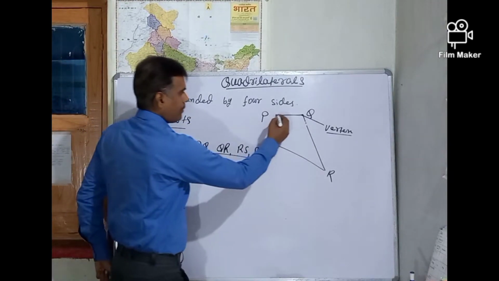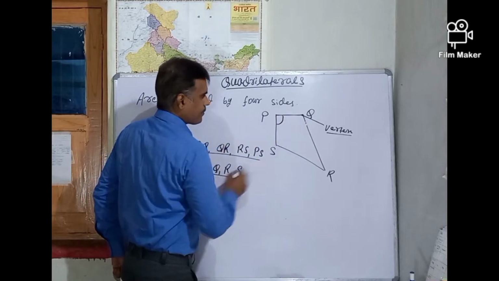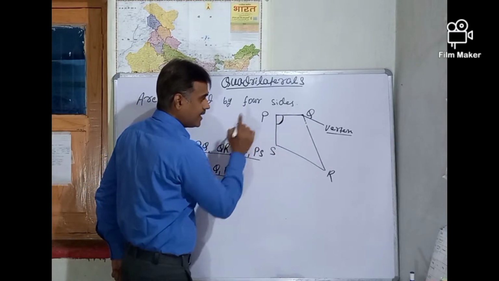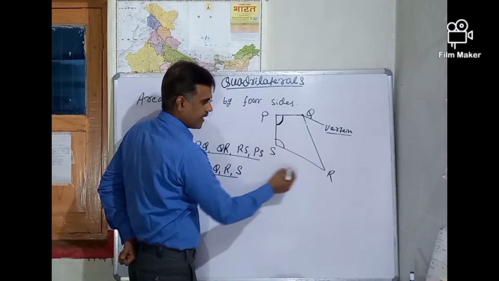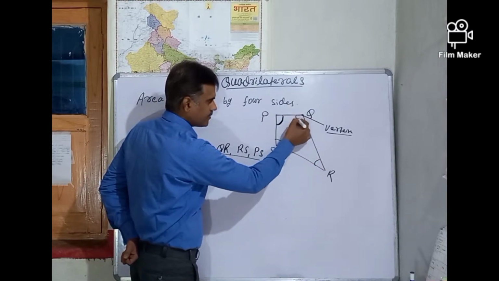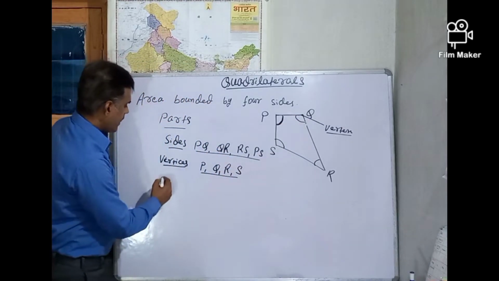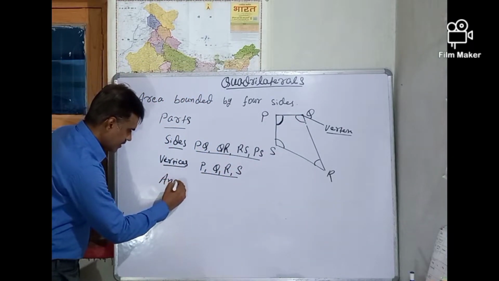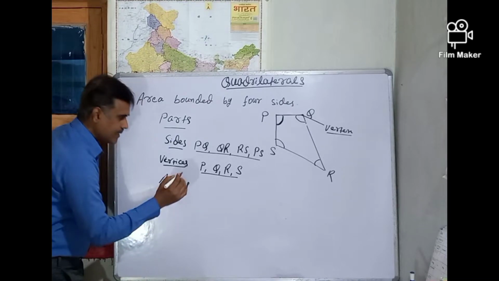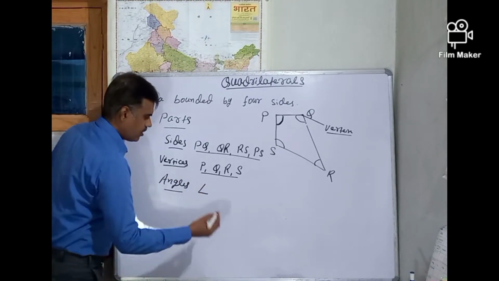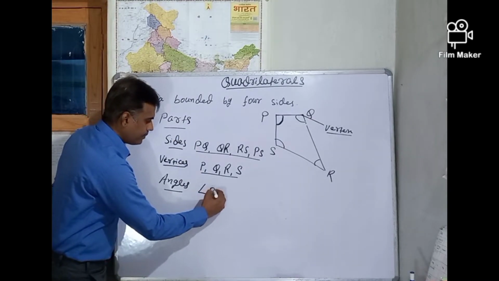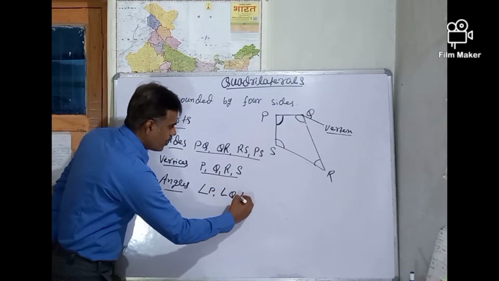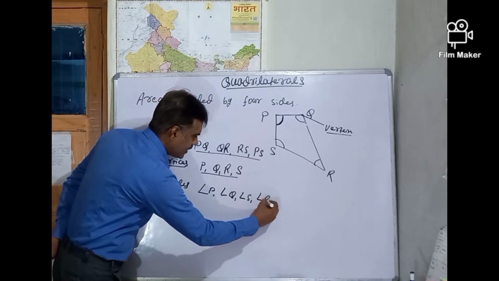A quadrilateral has some parts like this. This part is known as the angles of the quadrilateral. Here this is an angle, this is another angle, and this one and this one. So angles are written like this. This is the symbol for writing an angle. All of you know these things, we have studied them in earlier classes. So angle P, angle Q, angle S and angle R.